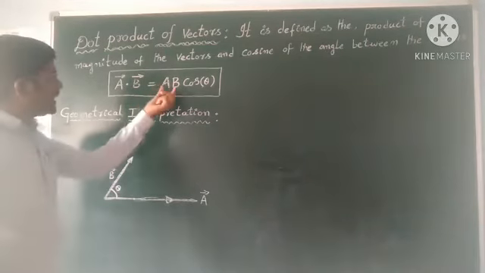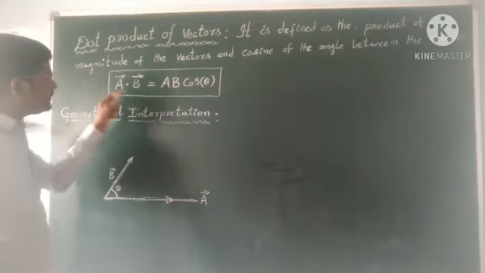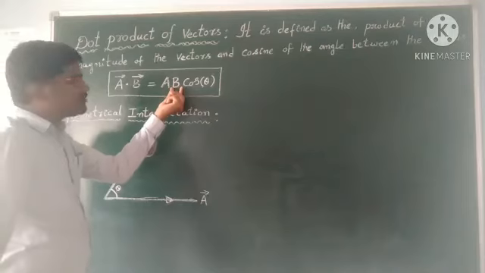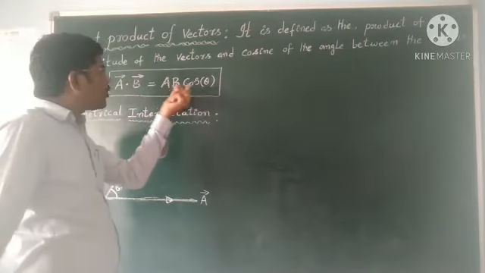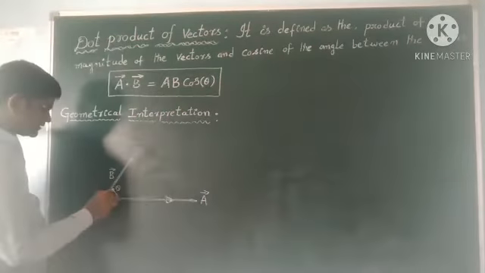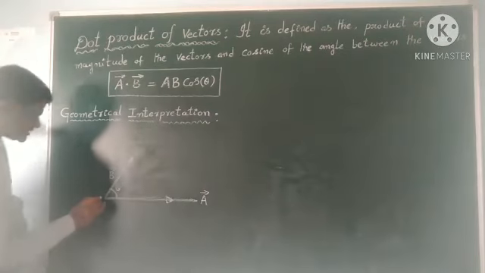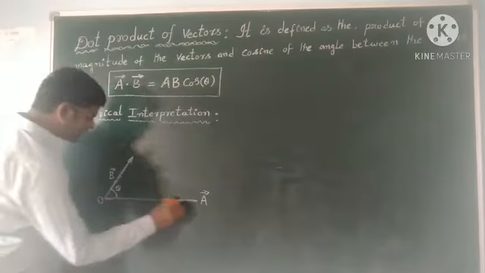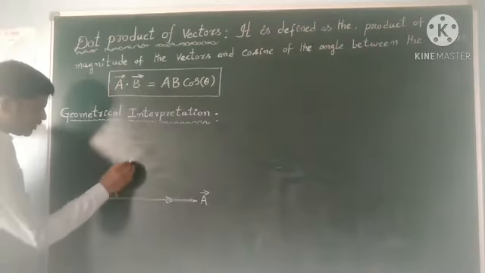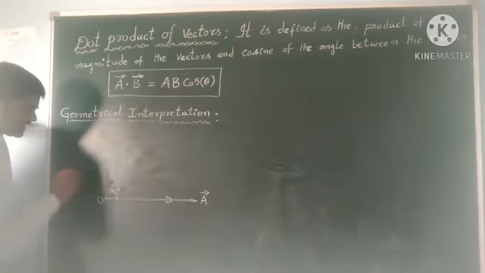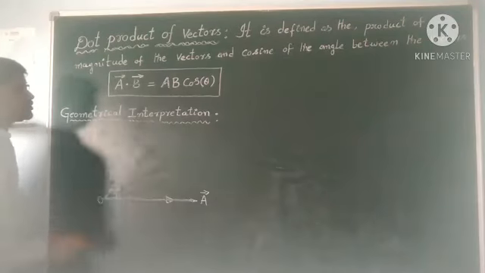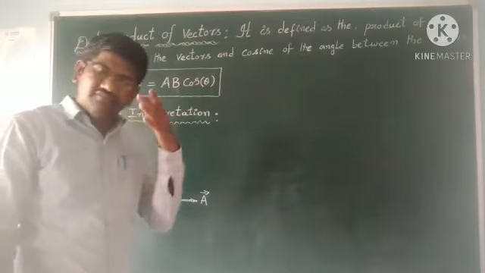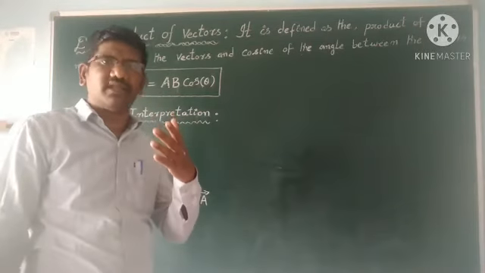the product of the magnitude of the first vector. A bar is a vector, its magnitude is A. B bar is a vector, its magnitude is B. And the cosine of the angle between the two vectors. There will be some angle between A and B. See, this is the initial point O. At this point, A bar vector started, B bar also started. So we have to take the cosine of the angle between them. That is the definition of dot product. It is defined mathematically like that.